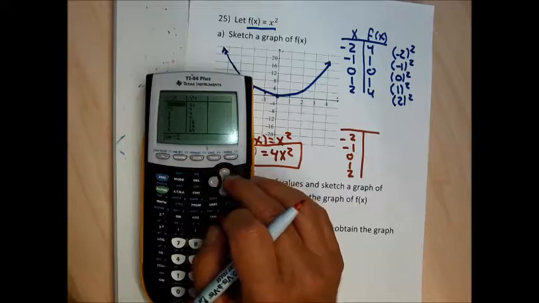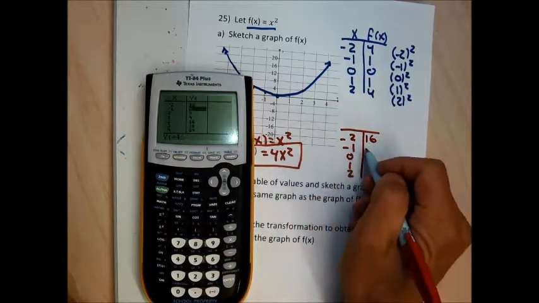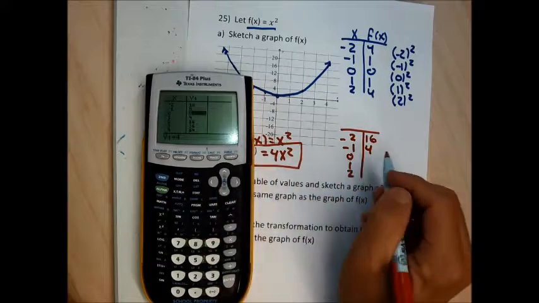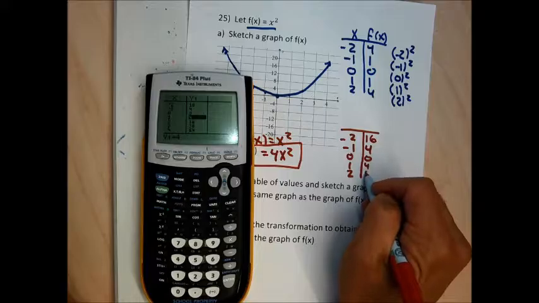Finally got here. So next to -2 I get 16. Next to -1 I get 4. Next to 0 I get 0. Next to 1 I get 4. And next to 2 I get 16.